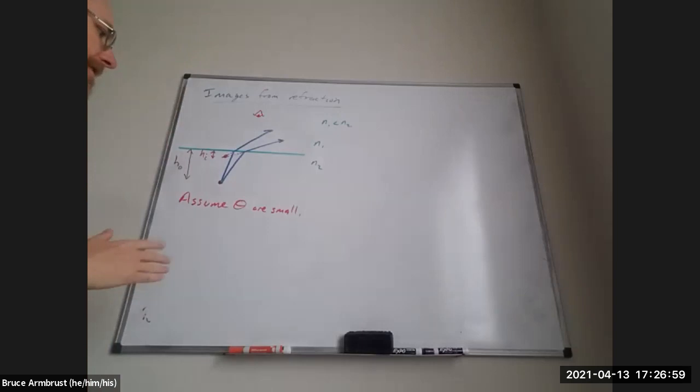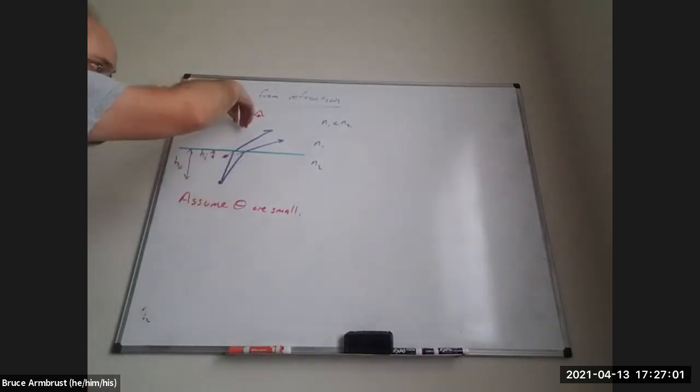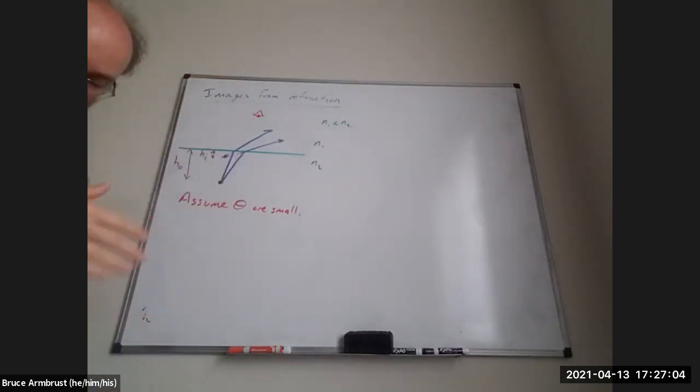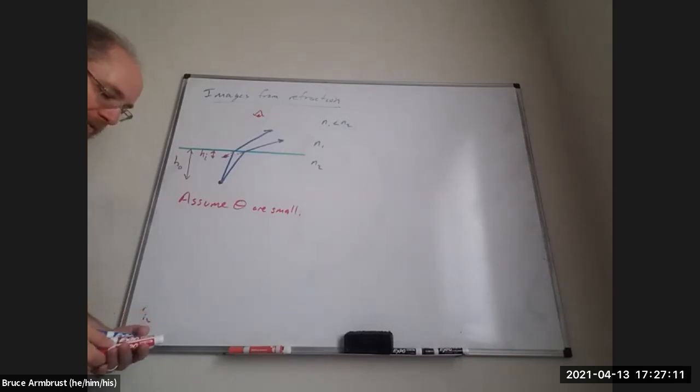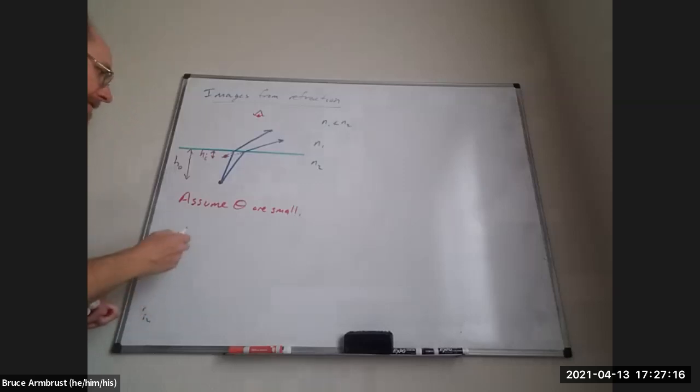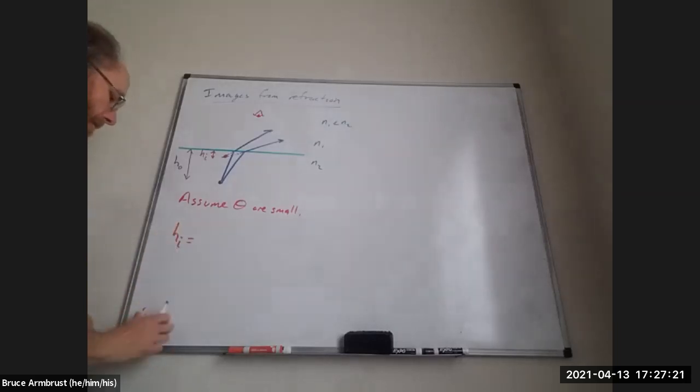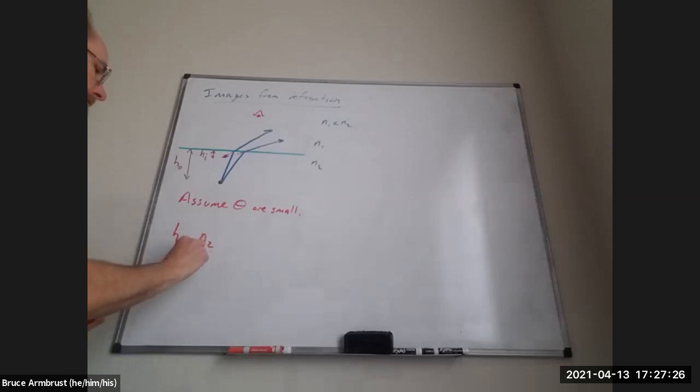If we say that the angles are small, so that we're looking down mostly from right above, it turns out that it's a really easy formula. What we get is that apparent depth, HI, is going to equal N2 over N1 times HO.